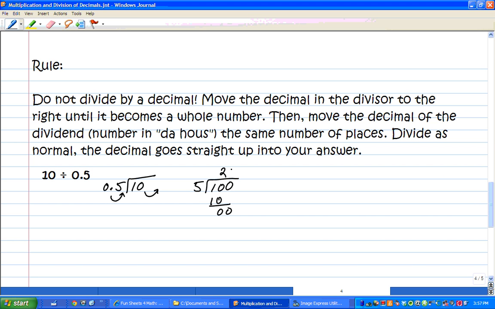Subtract, bring the 0 down, it goes into there 0 times. So, 10 divided by 0.5 is equal to 20.